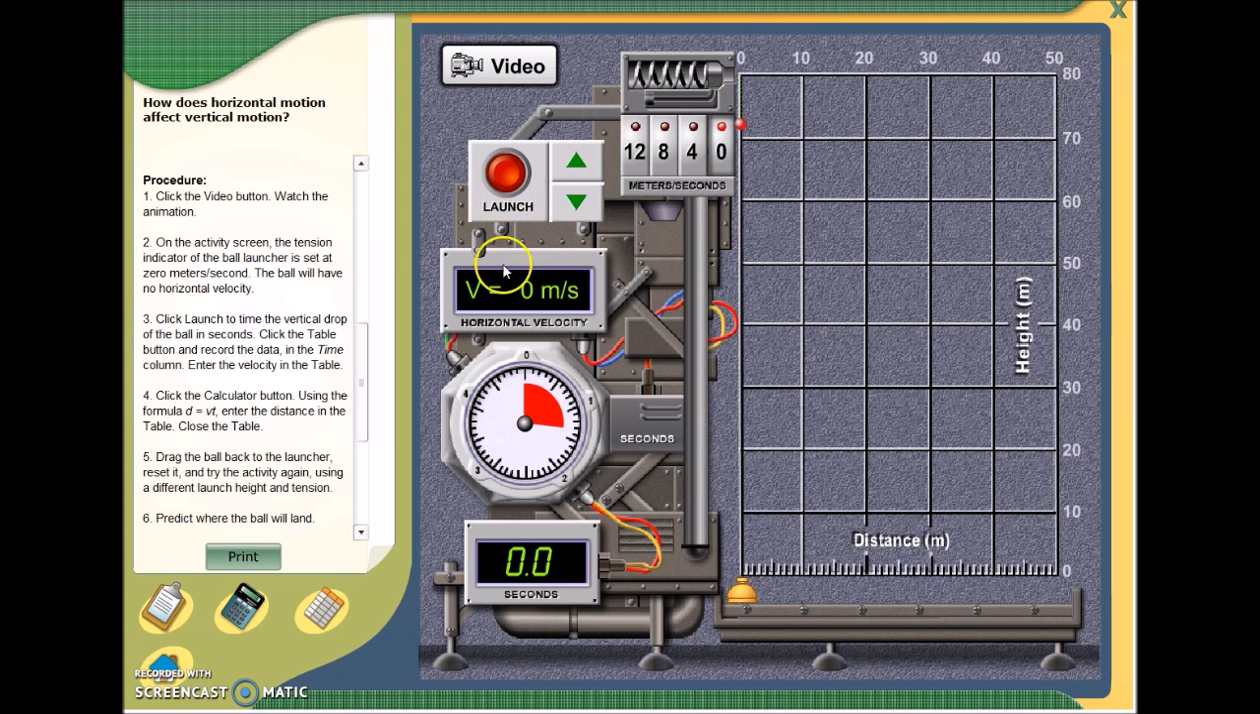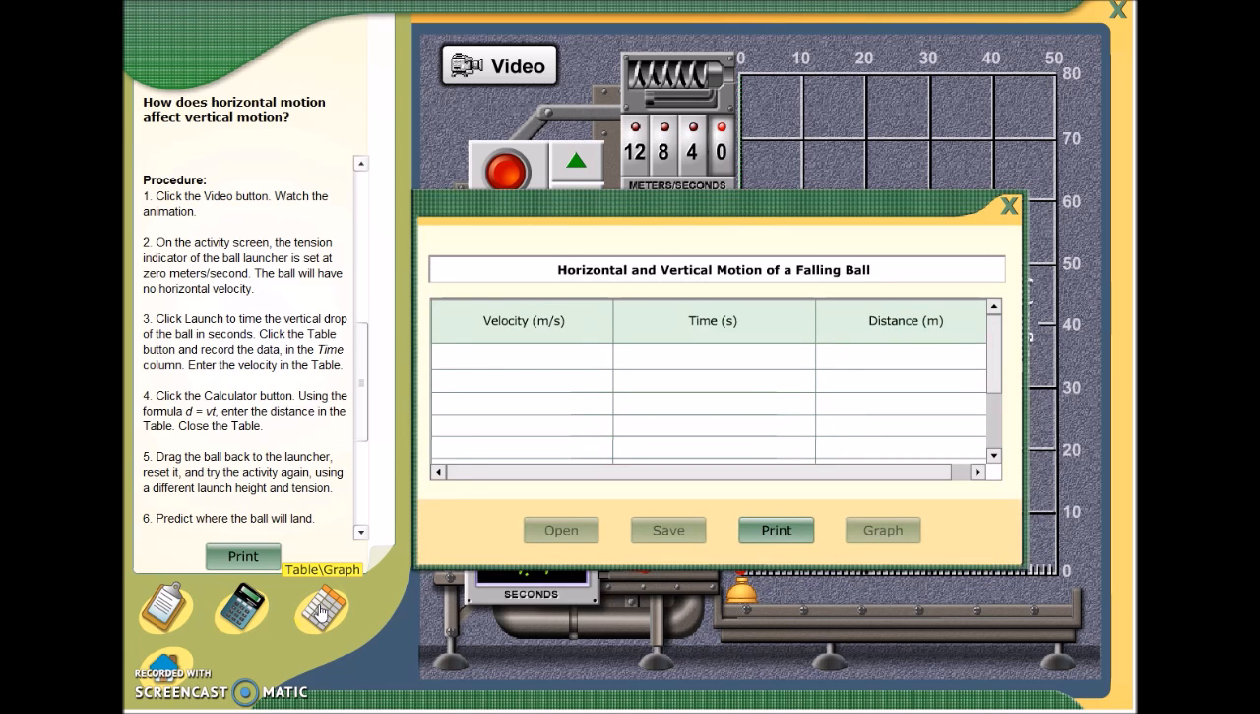Now, it wants us to go up there, click 0, and launch the ball. Then it wants us to go ahead and record everything in the table or chart, which I'm going to go ahead and do. However, the unfortunate part about this is I have not figured out a way to get this to save, so it will continually erase. So I always have students go ahead and write everything down on a piece of paper.